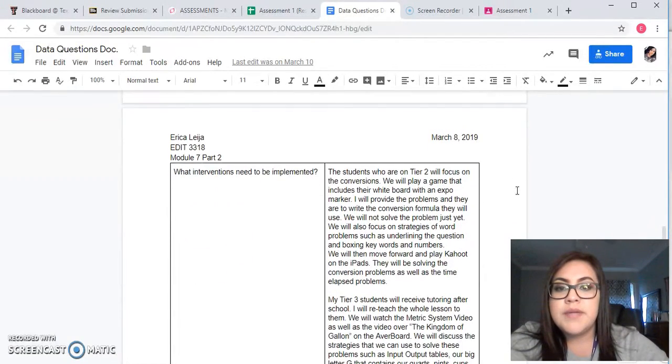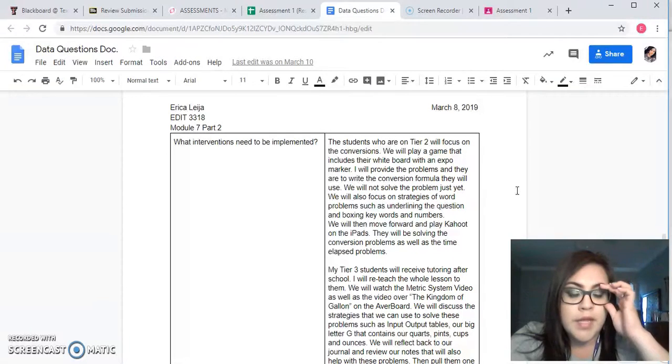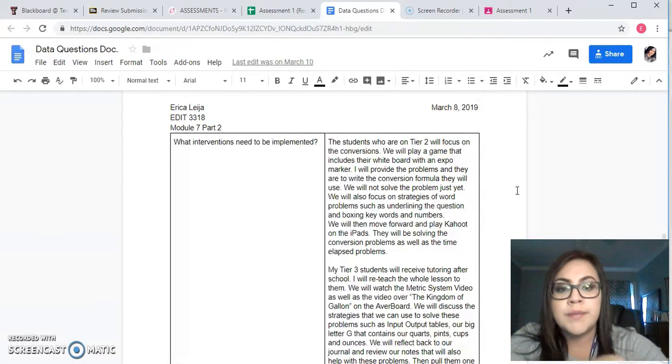What interventions need to be implemented? The students who are on Tier 2 will focus on the conversions. We will play a game that includes their whiteboard with an expo marker. I will provide the problems, and they are to write the conversion formula they will use. So like I said earlier, 1 gallon equals 4 quarts. So if I said, how many quarts are in 5 gallons? They would first write 1 gallon equals 4 quarts. That would be the first step that would go over and over and over. That way they know, okay, which one do I need to look for? And this is the one I'm going to use to solve my problem.